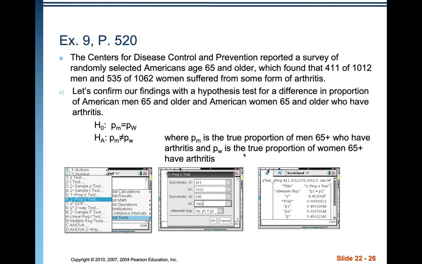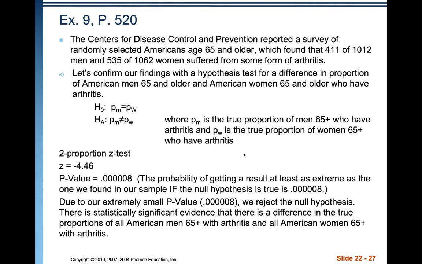The main thing being our p-value, which is tiny. All right, good to report the Z also, and to report what kind of test we did. So our p-value rounds to be 0.000008. And that means the probability of getting a result at least as extreme as the one we found in our sample, if the null hypothesis is true, is 0.000008. Due to our extremely small p-value, we reject the null hypothesis.